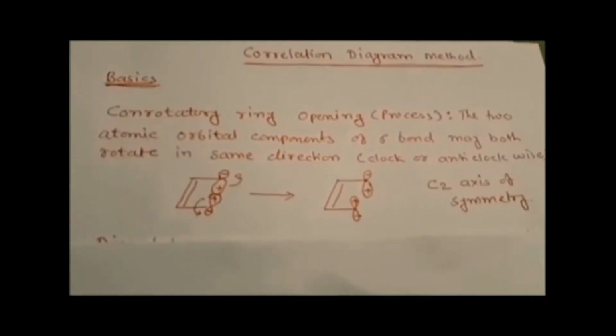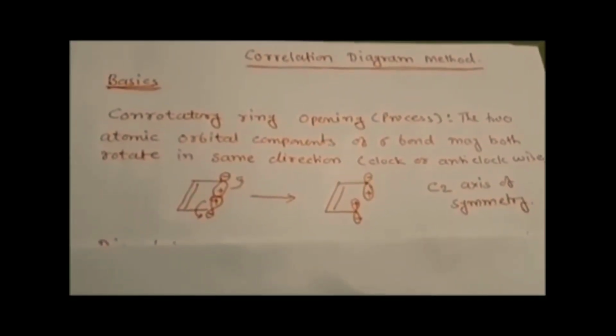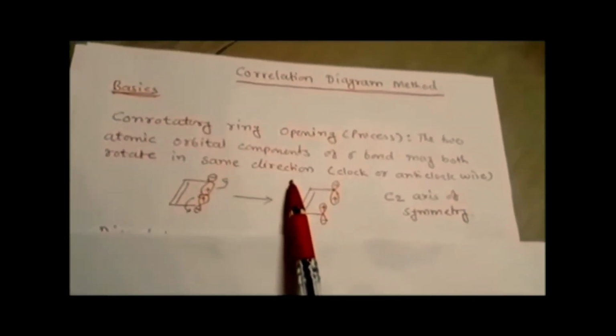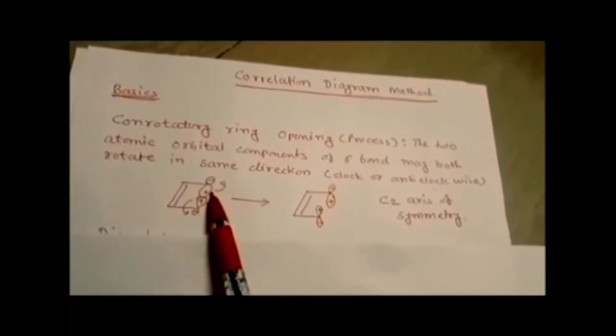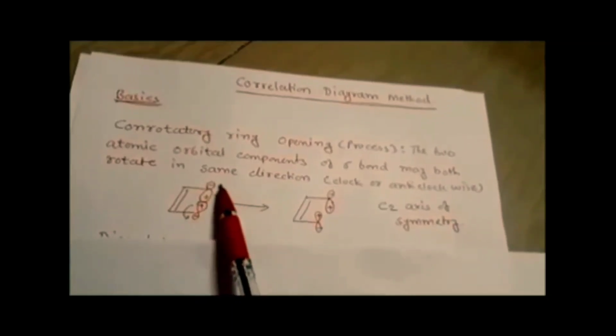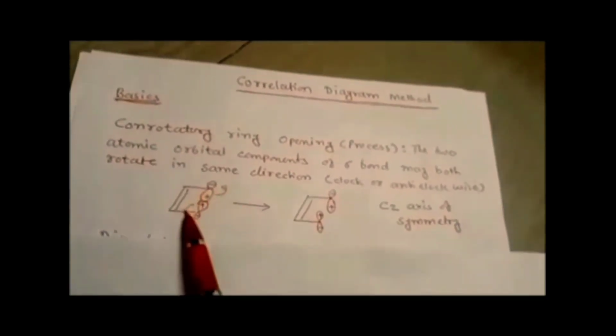So what is conrotatory process or conrotatory ring opening? The two atomic orbital components of a sigma bond may both rotate in the same direction, that is clockwise or anti-clockwise. See here, this is positive overlapping. Now if this orbital rotates in this direction and this one in this direction, this is nothing but the clockwise direction. That means both orbitals open in a clockwise direction.